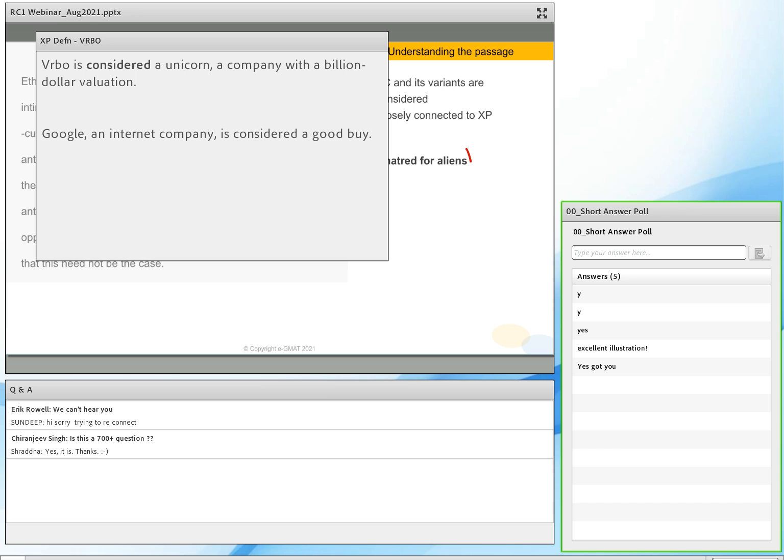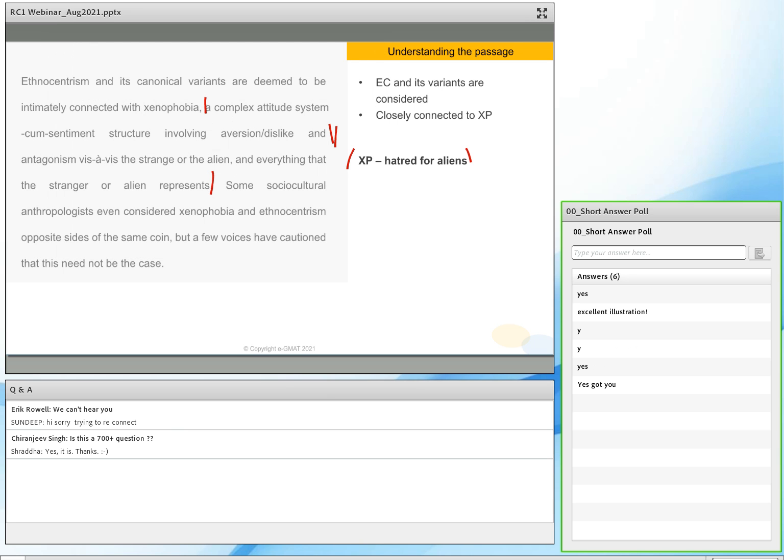This is very, very important, because this is a simple sentence. Through the simple sentence, if you understand this, it's the very same thing that's happening here. Xenophobia, comma, a complex attitude system essentially means hatred for aliens. This is the author giving us the definition of xenophobia as a fact for us to understand.